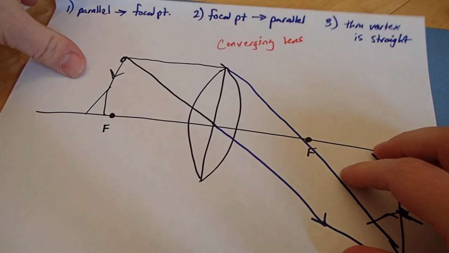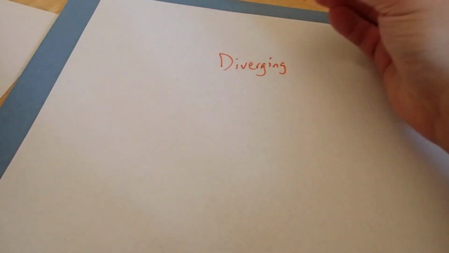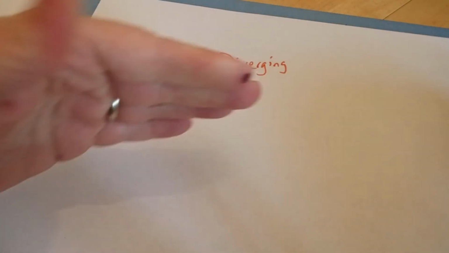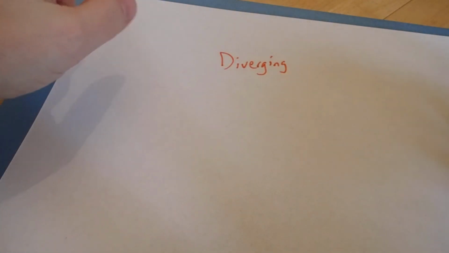That's a converging lens. What's the other type of lens? The other type of lens is a diverging lens. What's it mean to diverge, right? Do you guys read the books? Divergent. Converge is come together. Diverge means to split apart, okay?